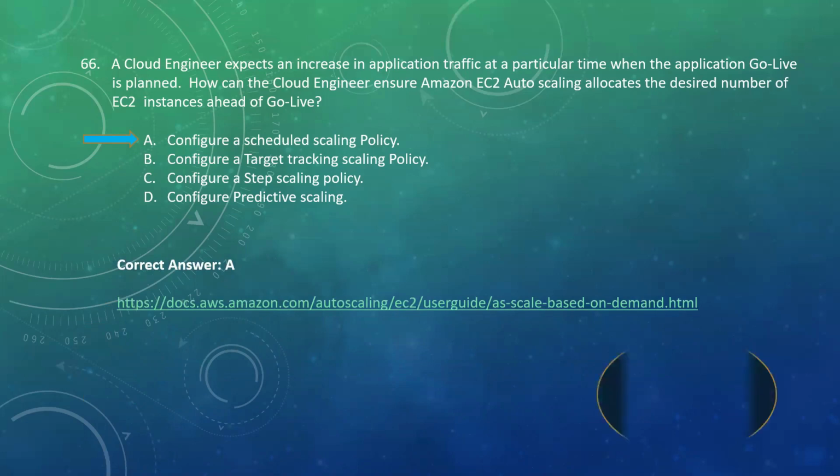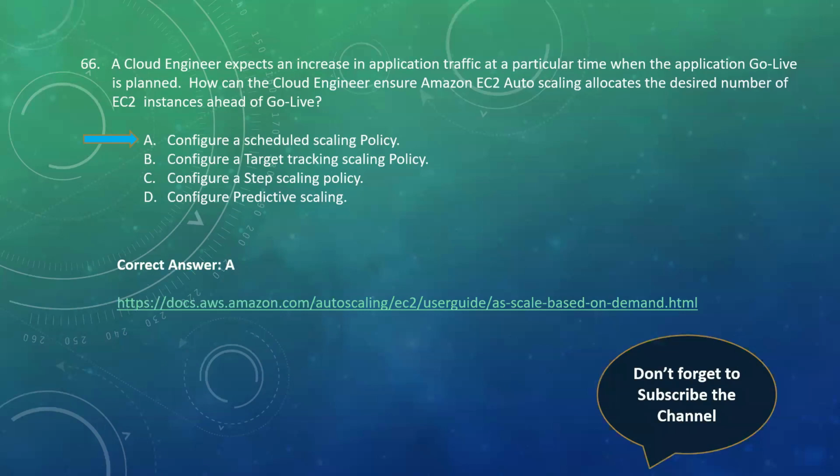Scheduled scaling helps you to set up your own scaling schedule according to predictable load changes. For example, let's say that every week the traffic to your web application starts to increase on Wednesday, remains high on Thursday, and starts to decrease on Friday. You can configure a schedule for Amazon EC2 Auto Scaling to increase capacity on Wednesday and decrease capacity on Friday.